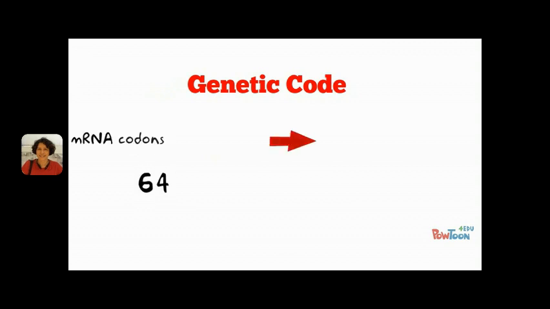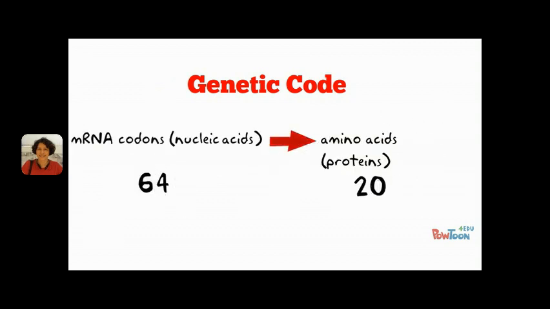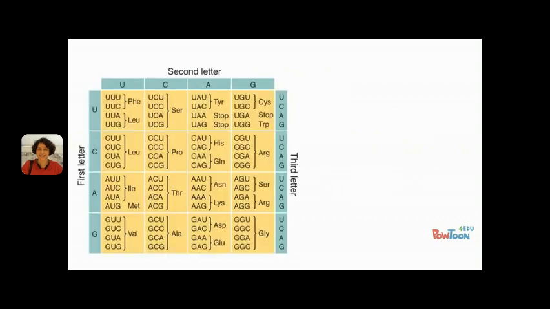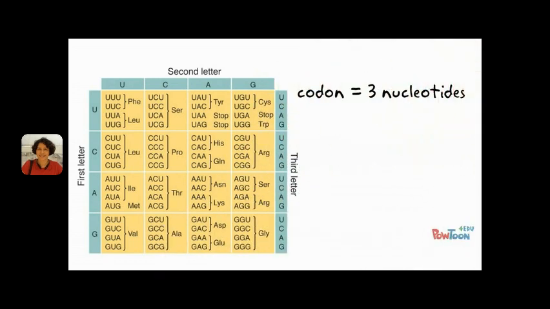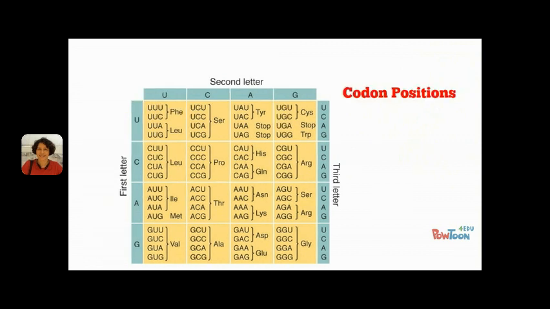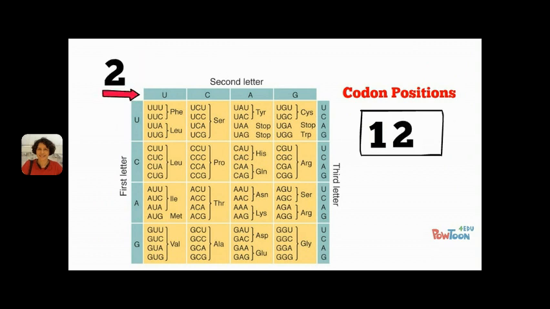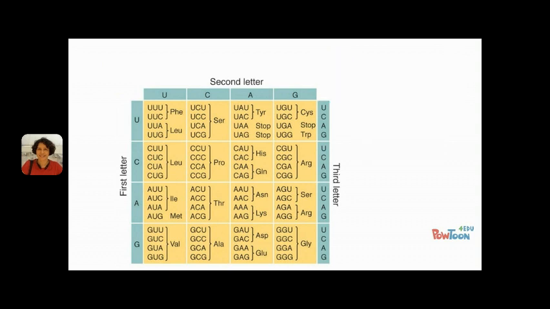The genetic code helps us translate messenger RNA codons into amino acids. The 64 mRNA codons are arranged in a table. As you can see, each codon consists of 3 mRNA nucleotides, or a triplet. The first letter of the triplet is represented by the teal column on the left side of the table. The second letter can be found in the teal row all the way on the top of the table, and the third letter is in the teal column at the right side of the table.